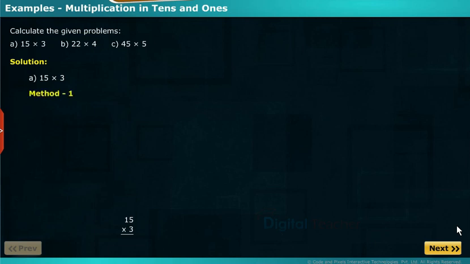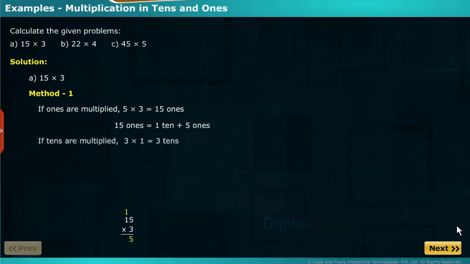Method 1. If ones are multiplied, 5 into 3 is equal to 15 ones. 15 ones are equal to 1 ten plus 5 ones. If tens are multiplied, 3 into 1 is equal to 3 tens. 3 tens plus 1 ten are equal to 4 tens. Therefore, we have 40 plus 5 equal to 45.